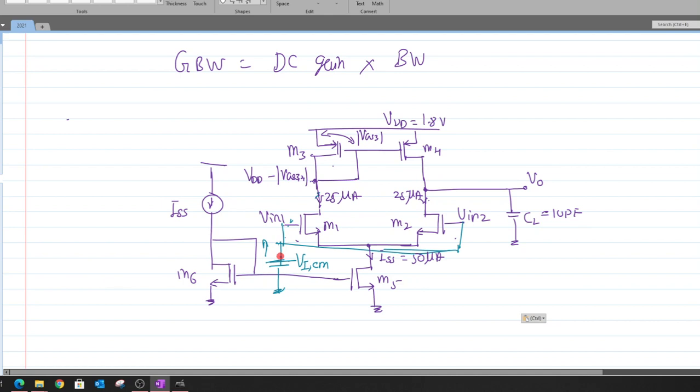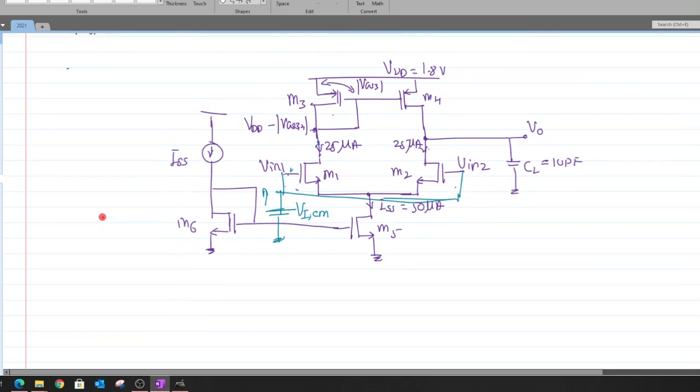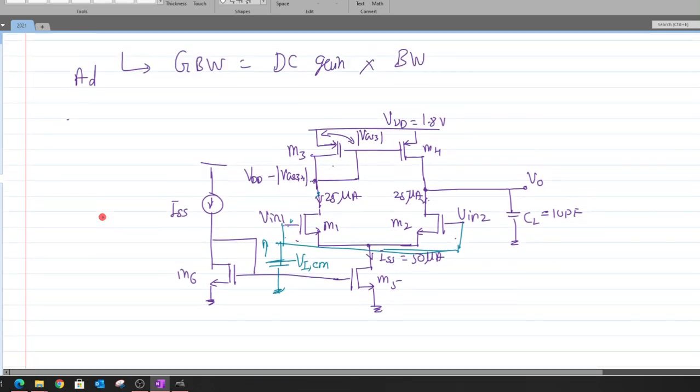Now we know that whenever we talk about the DC gain, we are actually talking about the differential gain here. The gain bandwidth product is a parameter related to the differential gain of the circuit. From the previous class, when we apply a differential input signal, we end up with a kind of non-symmetric, anti-symmetric circuit, because the node at this particular point is completely different from the node at this particular point.